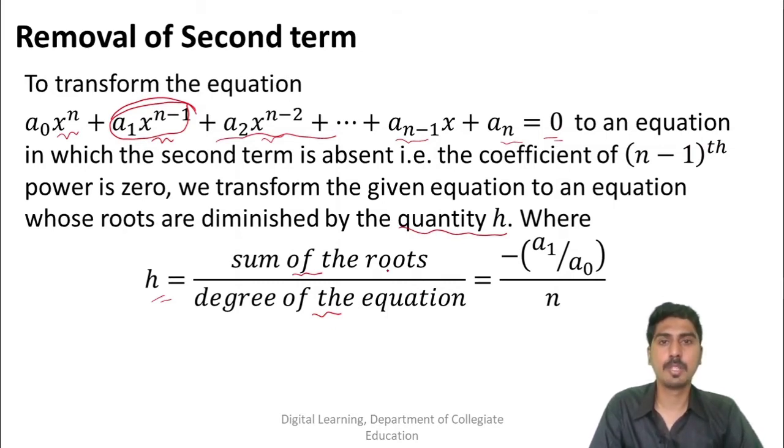We know the formula for the sum of the roots, which is equal to minus a1 by a0, and the degree is n. So when we diminish the roots of this polynomial equation by a quantity minus a1 by n a0, we get a polynomial equation in which the second term will be absent. Now we shall see this by an example.